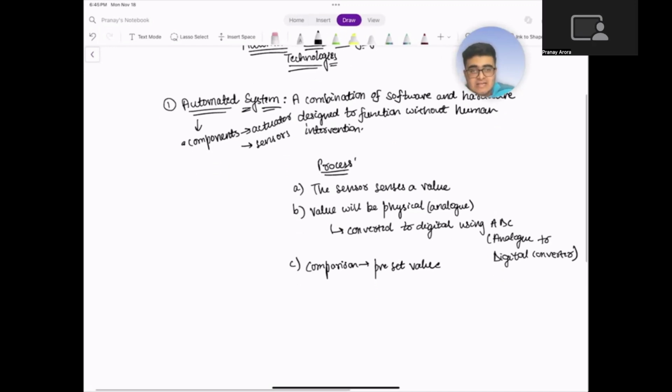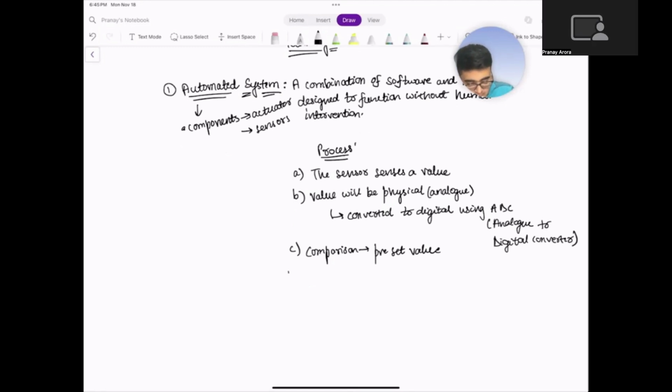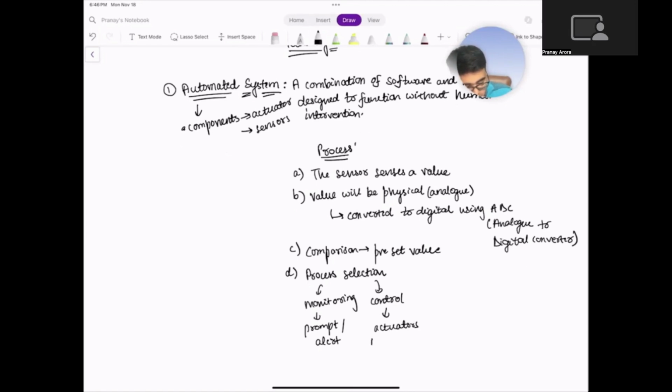There will be a comparison with an already stored value, a preset, pre-saved value. Then a process selection will be done, where there are two processes. We'll have monitoring and control. Monitoring is just basically a prompt or an alert. I'll explain this process in detail. And control is when actuators perform an action.